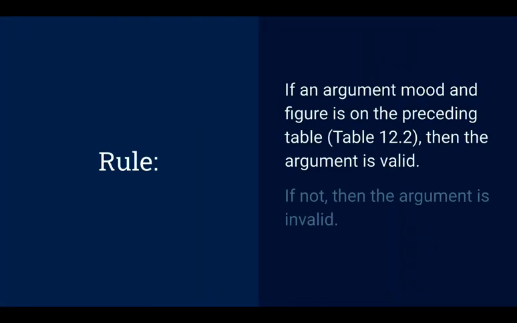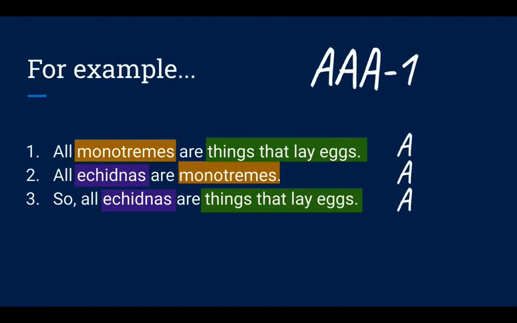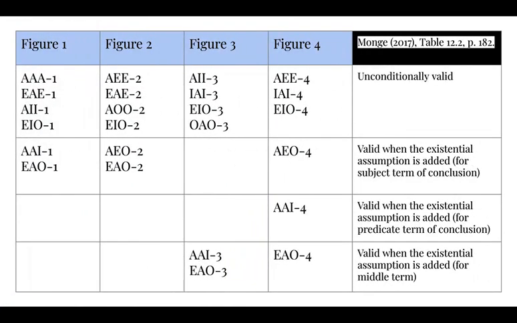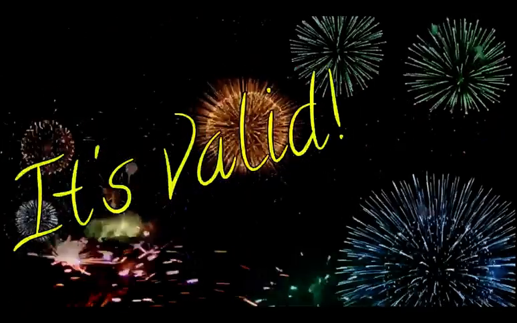So here is our rule. If an argument's mood and figure is on the preceding table, table 12.2, then the argument is valid. If not, then the argument is invalid. So as you can see, the mood is AAA and the figure is 1. Is AAA 1 on this table? Yes, it's right there. And it turns out that that particular row is unconditionally valid. No matter what, it will always be valid if it has that mood and that figure. Very simple. That means that this argument is valid.